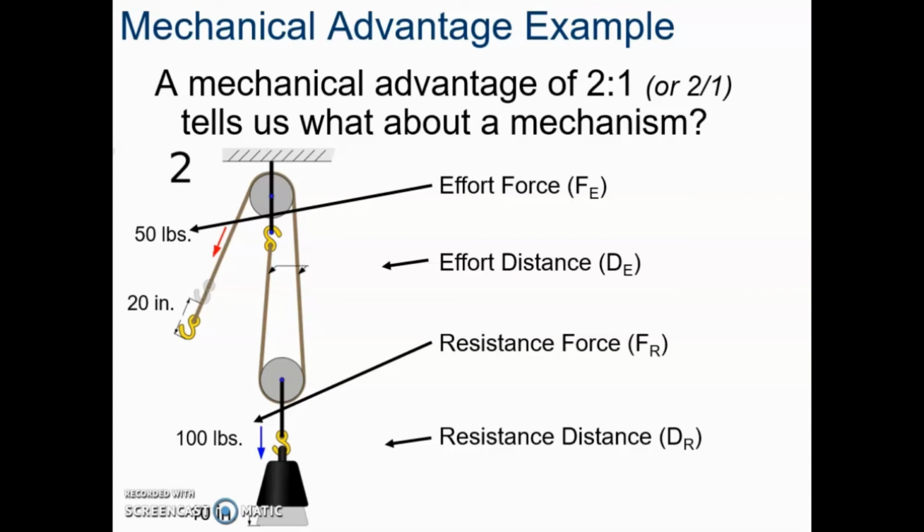However, if I want to lift that object or have a resistance distance of 10 inches, in turn, I have to actually pull that 20 inches. So notice how my force is multiplied, but I'm going to have to pull for a much longer distance in order to actually move it the amount that I want. So there's always a trade-off between force and distance when you are using a simple machine.